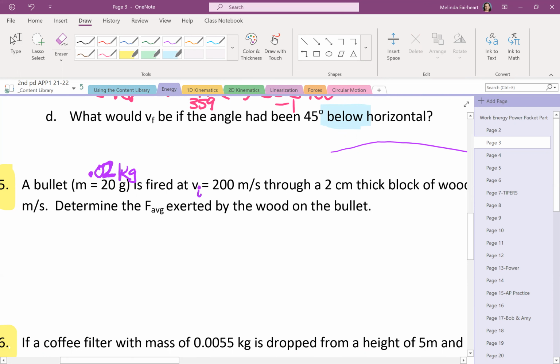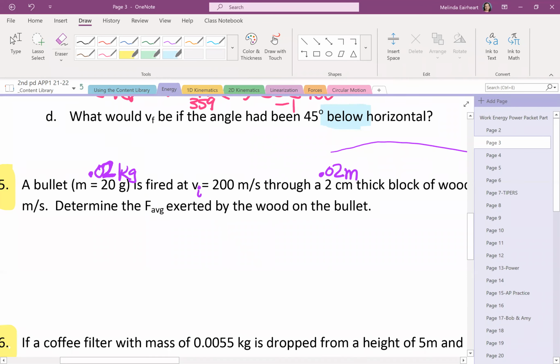Small objects can go fast, right? And it's going to go through a 2 centimeter block of wood. Got to be meters, so convert your centimeters to meters. Centi is how many decimal places? 2, so I got to move it 2 to the left, actually, yeah. So centimeter, think of your ruler or meter stick. It's 1 meter. It's got 100 centimeters. They're small. And so 0.02.